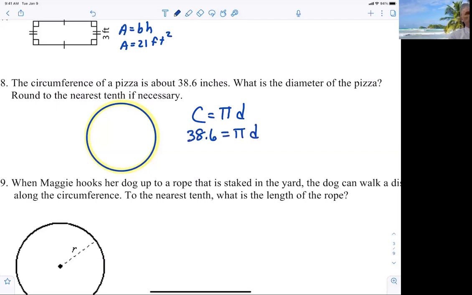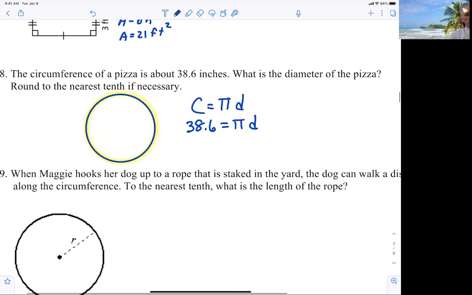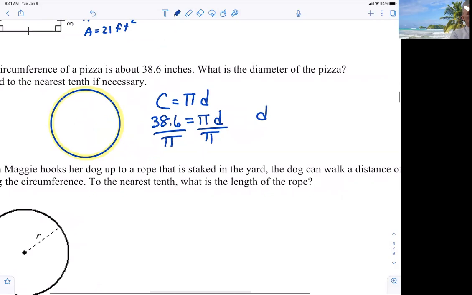So how do I solve this now? What do I do? Yay, good job. Divide by pi. So the diameter of the circle is roughly how much? Roughly 12.28. Yes, let's do that. 12.28 inches. Molly, are you okay with that?